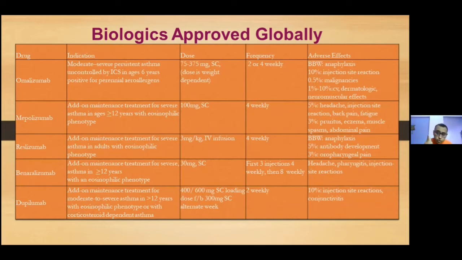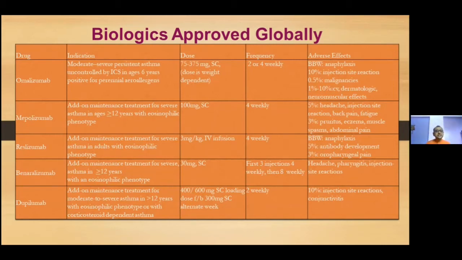But with omalizumab, the thing is that even after taking 1 year of omalizumab therapy, the patient may experience a hypersensitivity reaction at 1 year, 2 months of therapy. So this is very important to note, and we should be very vigilant regarding omalizumab therapy. Again, mepolizumab is also approved in India, but it is a very costly drug.